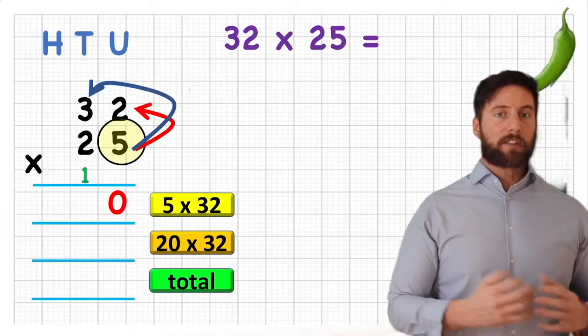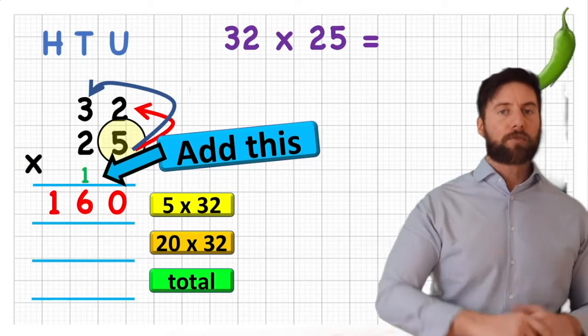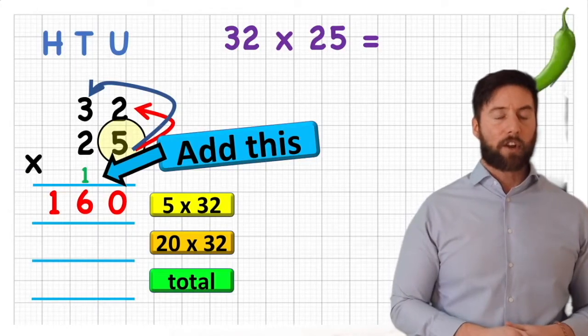Now I can move on to my second part of the question, 5 times 3. Well, 5 times 3 is 15. I've got no hundred, so I can just put the answer straight in there, but I must remember to add on that 1 that I had in my tens column from before.